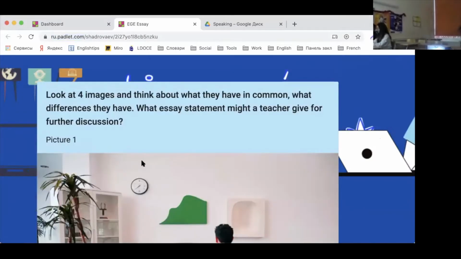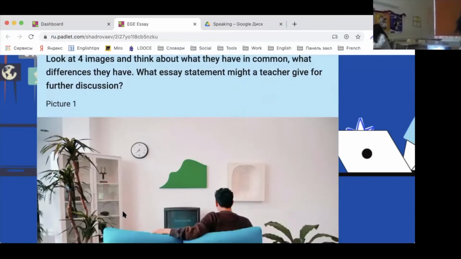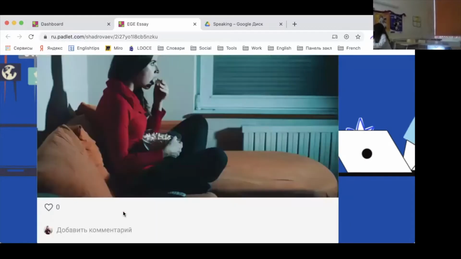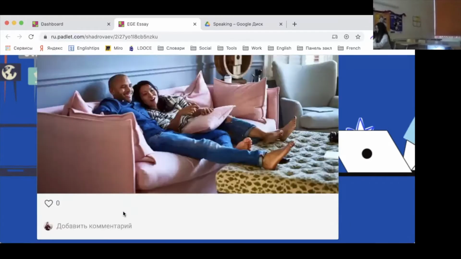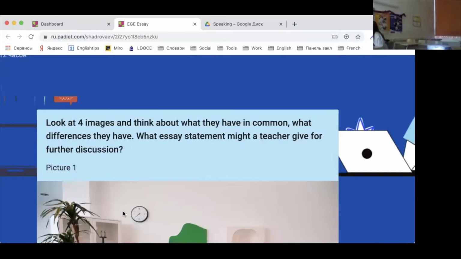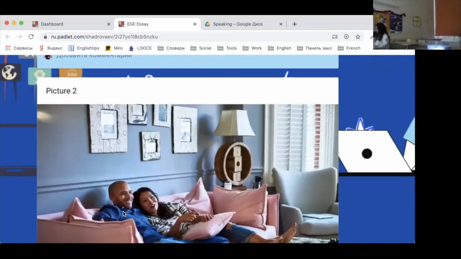Before we start actually talking about writing, there will be a couple of tasks for you. Task number one, have a look at these images. There are 4 pictures in front of you, okay? So look only at those pictures. Don't scroll all the way to the bottom.